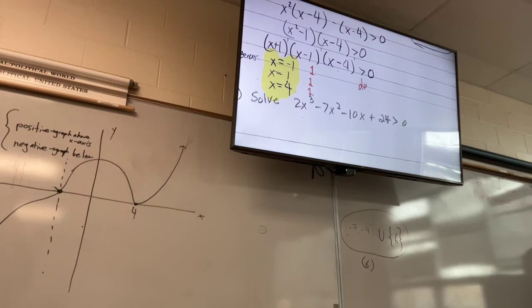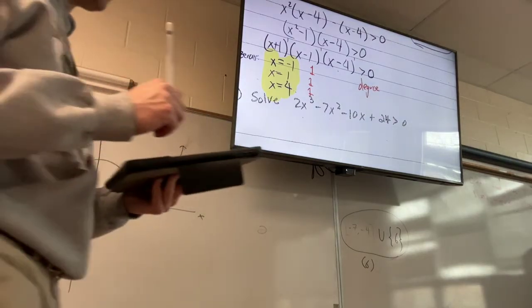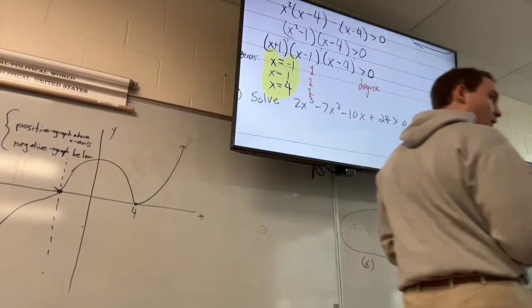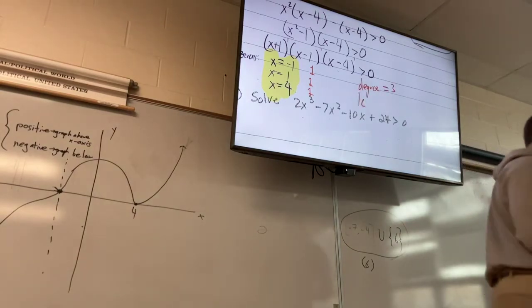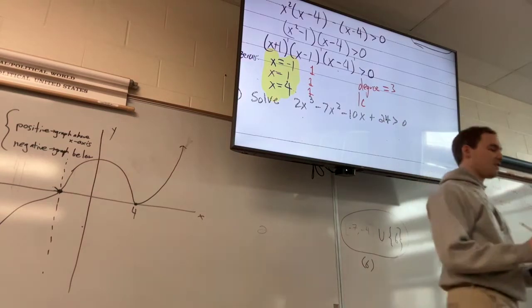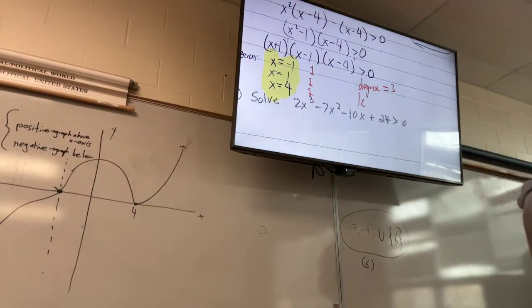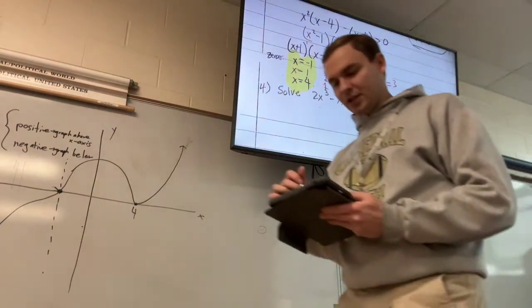Degree is what? What's the degree of my polynomial, JJ? 3. Yeah, good job. And what is the sign of the lead coefficient? Maddie, what's the sign of my lead coefficient? 1. Yeah, so it's positive. All right, that's everything we need to graph it.